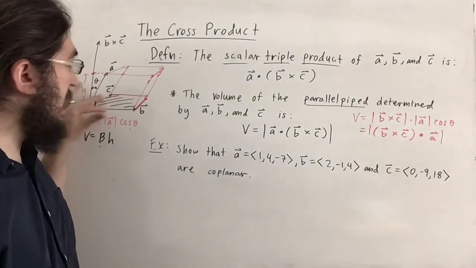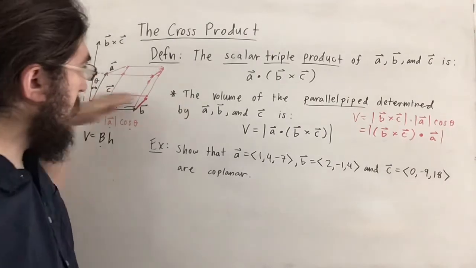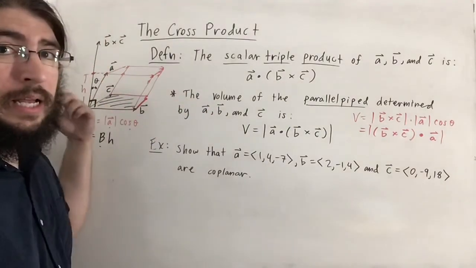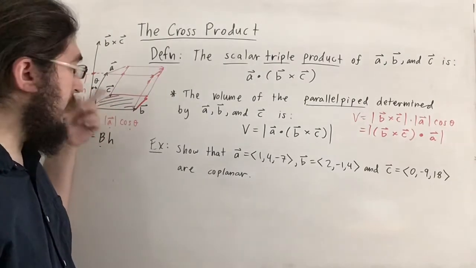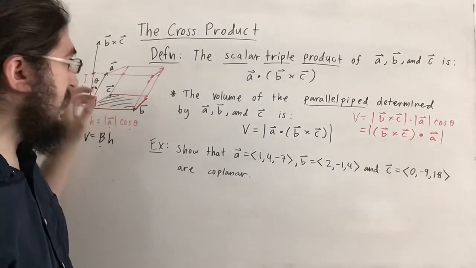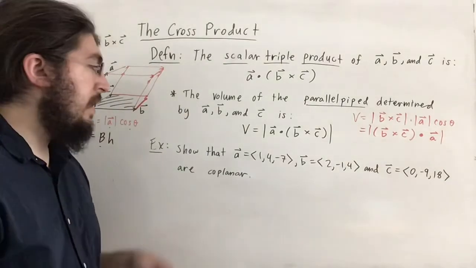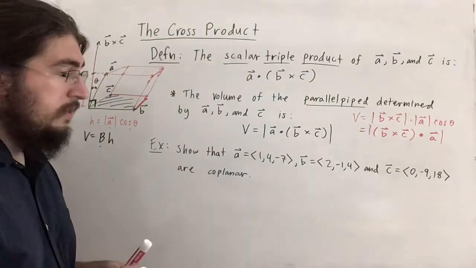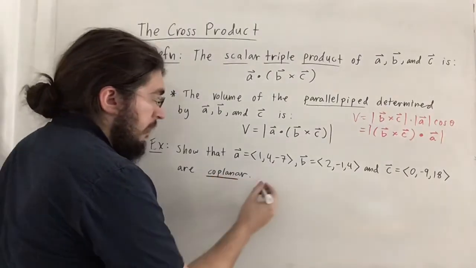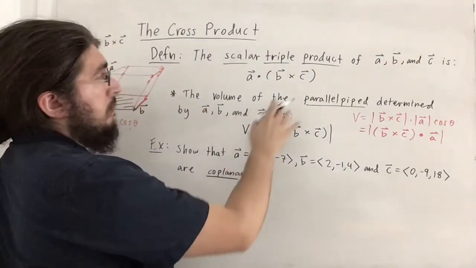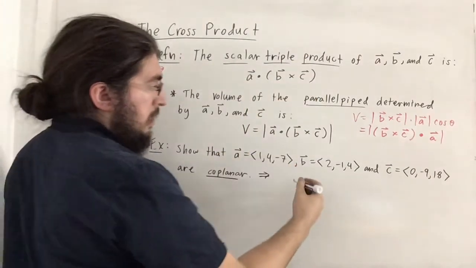Because notice, C and B for sure lie in the same plane. That's what I described as being the floor. But A sticks out. If A was coplanar with B and C, then A would be flattened like this, and in fact this parallelepiped would have no volume. Its volume would be 0. So one way of showing the three vectors in 3 dimensions are coplanar is to show that the scalar triple product is actually 0.